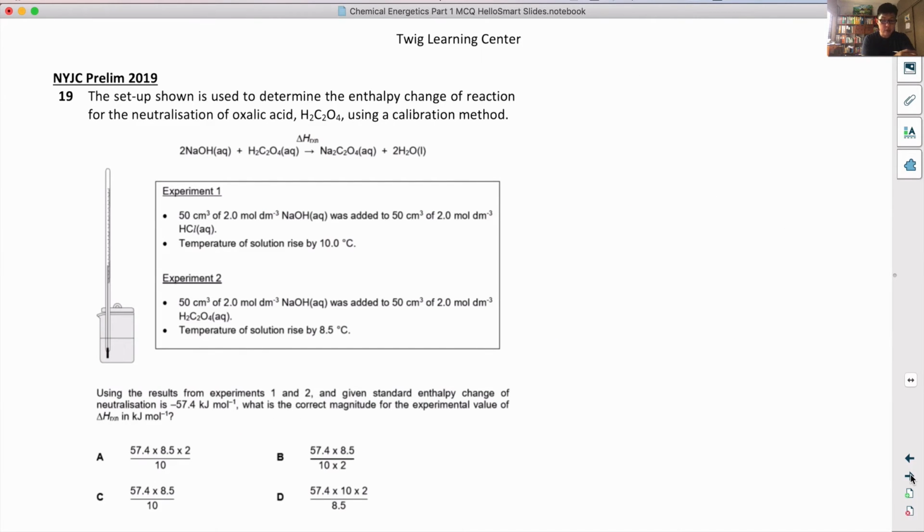This is a tricky question. They say a setup is to determine the enthalpy change of reaction for the neutralization of oxalic acid. So they want you to calculate the enthalpy change of this reaction, and I'm going to write it down. They did 2 experiments, and they say use the results for experiment 1 and 2 and the given enthalpy change of neutralization.